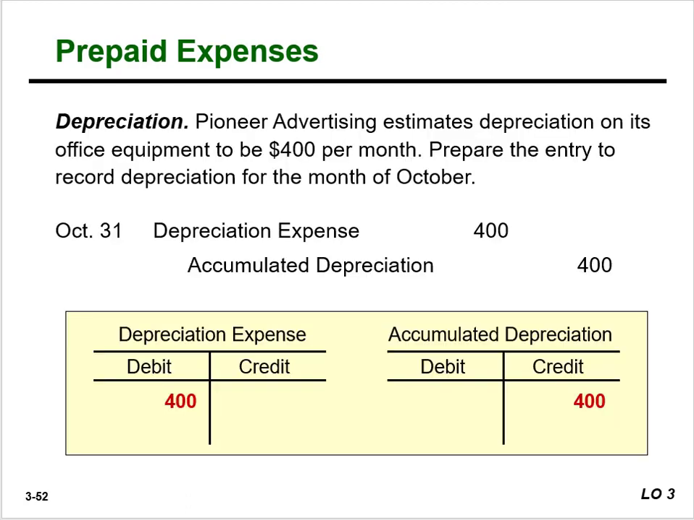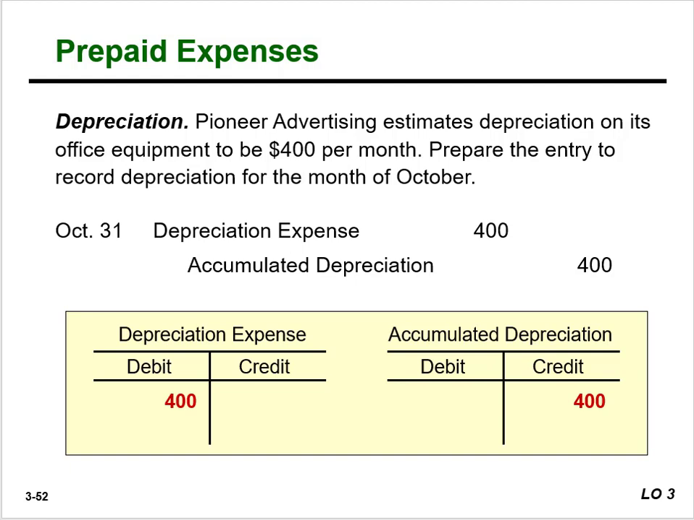So depreciation. Pioneer Advertising estimates depreciation on its office equipment to be $400 per month. Prepare the entry to record depreciation for the month of October. And so you're going to debit depreciation expense for $400, and you're going to credit accumulated depreciation.